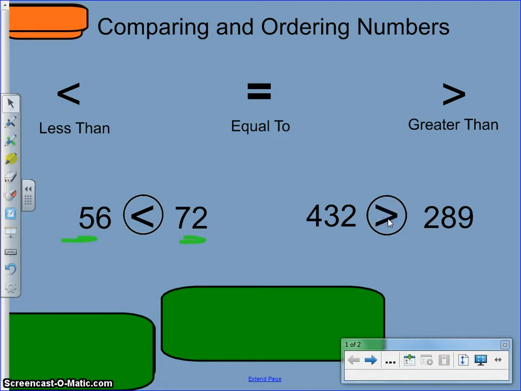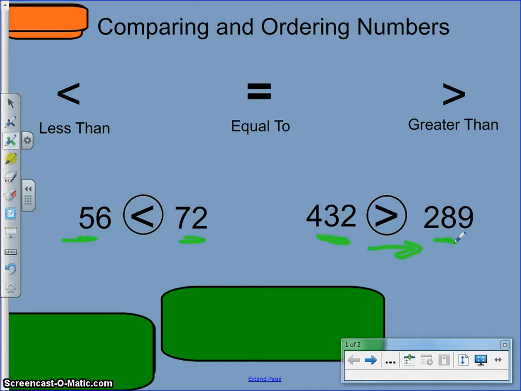Okay, because this number on the left, remember we read everything just like when we're reading a story or a book, we read everything left to right. So just like that, the number on the left going to the right is greater than the number on the right. So the mouth of the alligator is going to be facing the bigger number, and that's the greater than symbol. So we read it left to right. 432 is greater than 289.